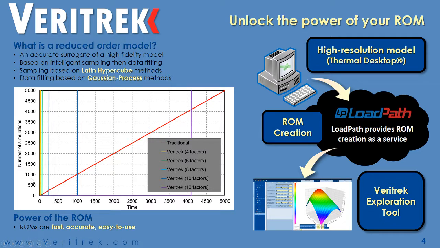With the Veritrek approach, though, it's a little bit different. It's more of a stepped response. We have to pay a penalty up front in the ROM creation, where we're not obtaining any necessarily useful simulation results, although they are being used to create the reduced order model. But once that penalty has been paid, we then get a near vertical line that relates number of simulations to time.